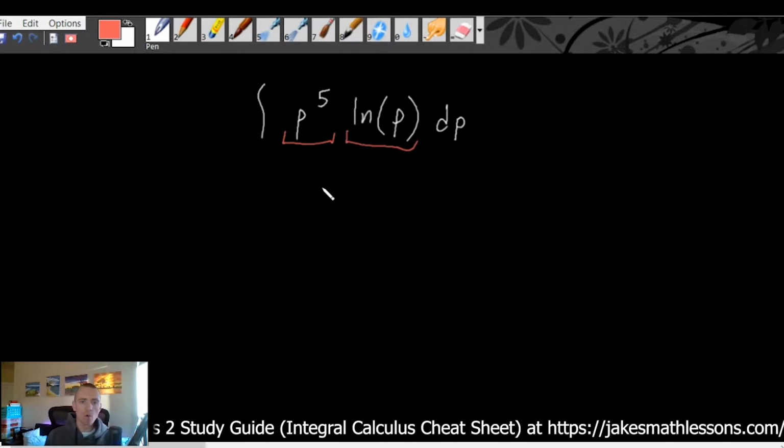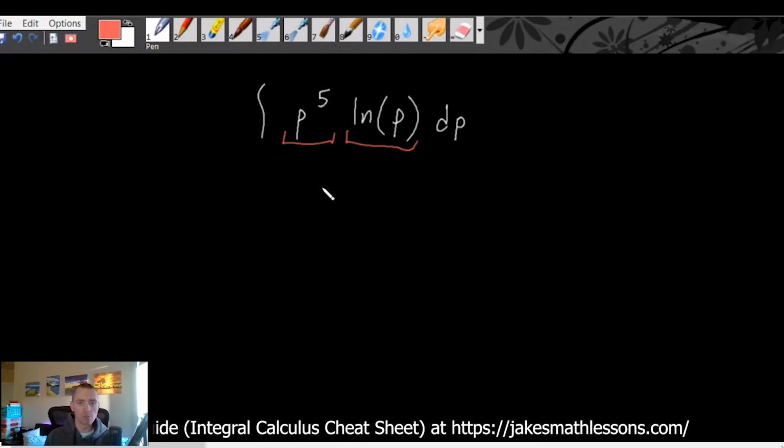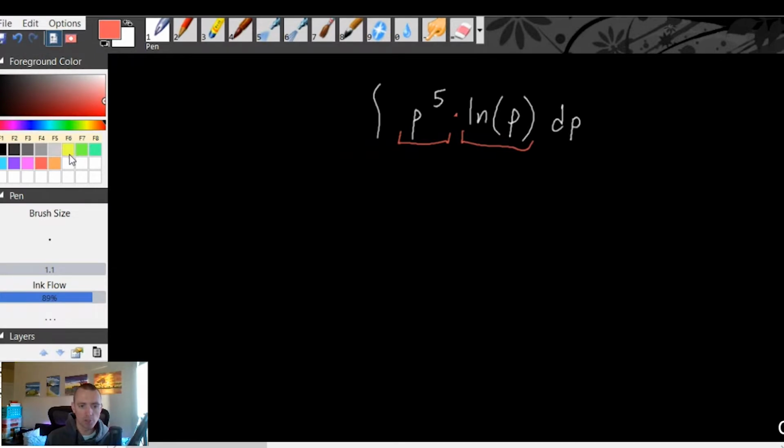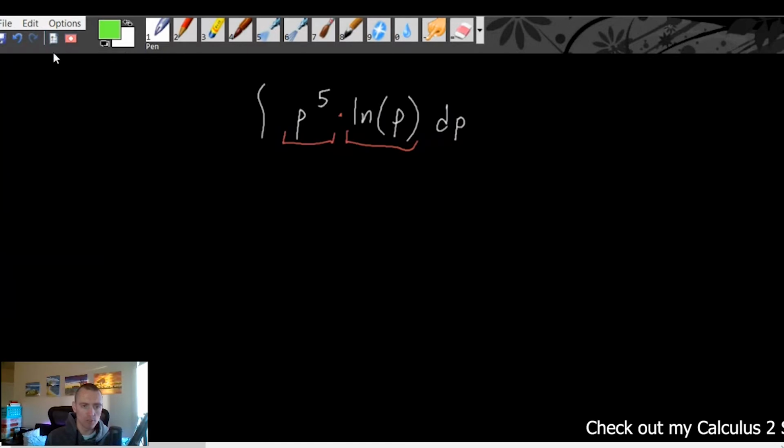That is typically going to be a pretty good sign that integration by parts would be a good option, or certainly at least worth considering to integrate whatever function you're dealing with. So since we have this product of two different functions, p to the fifth being one function and natural log of p being our other function, pretty good indication that integration by parts may be the best option. It may not, depends on what the function is, depends on the situation. There definitely are products like this where U substitution is the best option, but in this case, I think that integration by parts is going to be your best option.